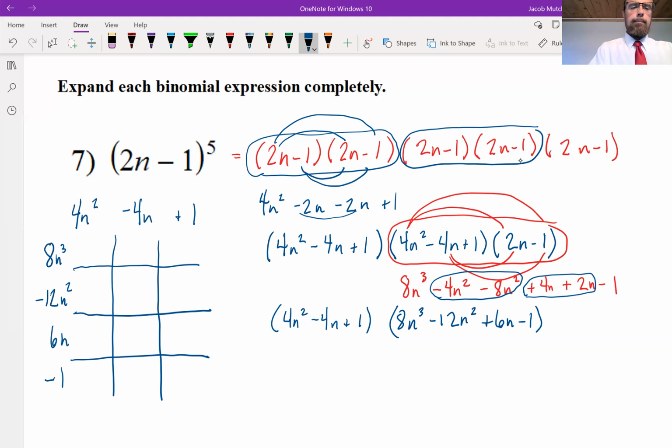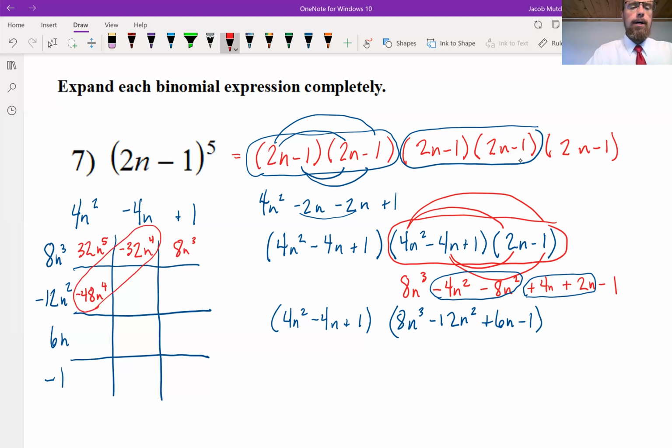So I'm going to start in the upper left here. So 8n cubed times 4n squared is going to be 32n to the power of 5. Move to the right. 8n cubed times negative 4n, that's negative 32n to the 4th power. 8n cubed times 1 is 8n cubed. Now my second row, negative 12n squared times 4n squared is going to be negative 48n to the 4th. And I see already my diagonals are, in fact, like terms.